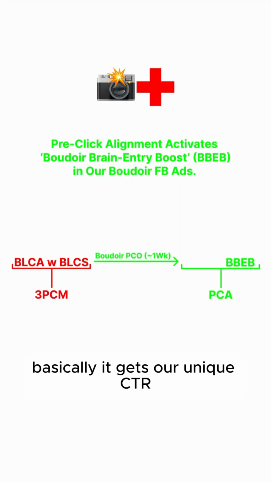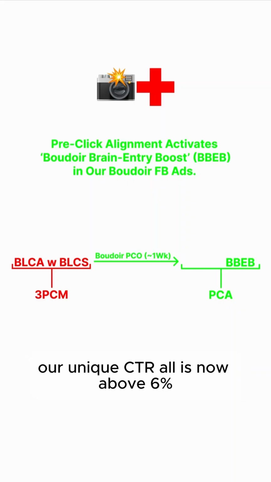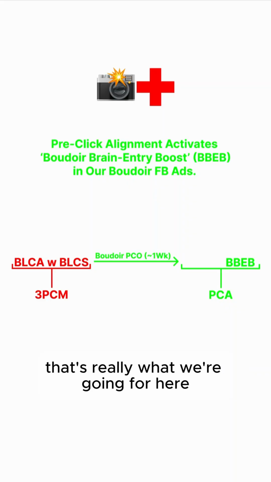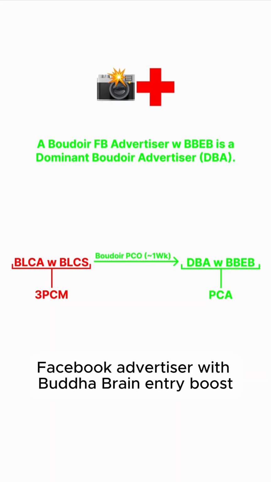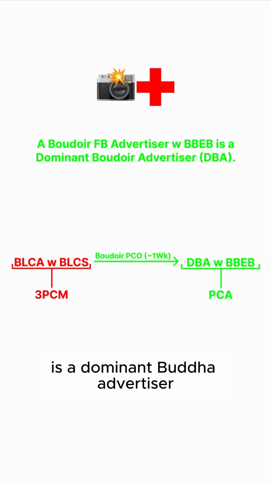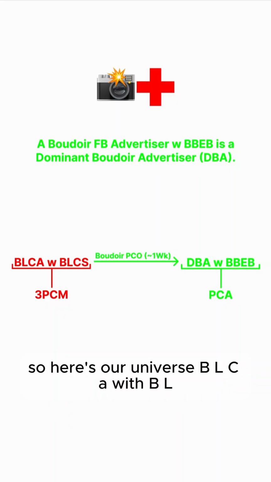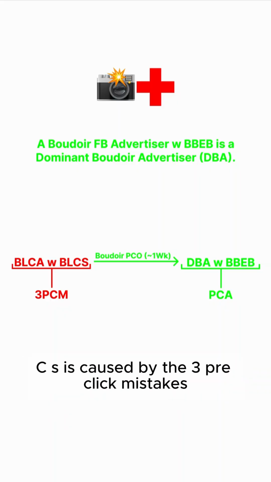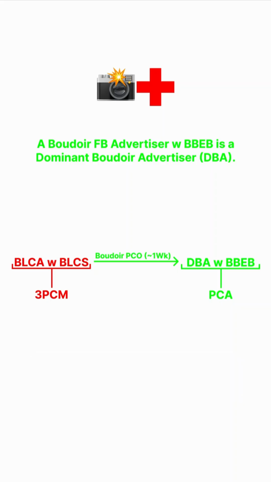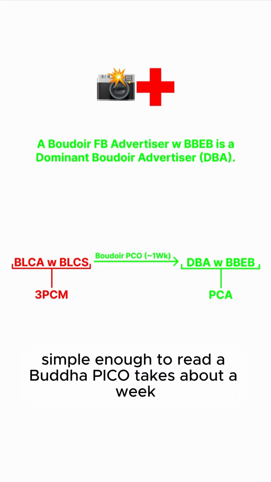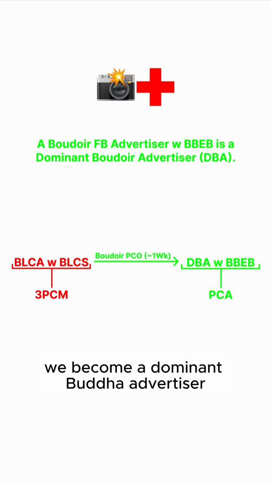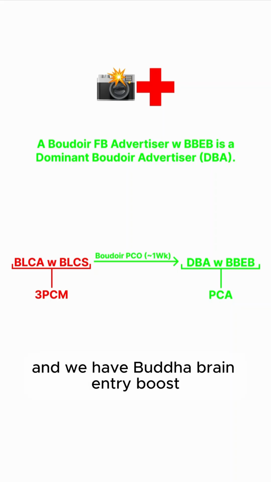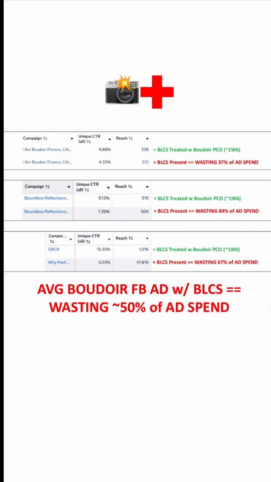Basically, it gets our unique CTR all above 6%. That's really what we're going for here. And a Boudoir Facebook advertiser with Boudoir Brain Entry Boost is a dominant Boudoir advertiser. So here's our universe. BLCA with BLCS is caused by the 3 pre-click mistakes. Simple enough, treated with Boudoir Pico takes about a week, and we achieve pre-click alignment. We become a dominant Boudoir advertiser, and we have Boudoir Brain Entry Boost with our Boudoir Facebook ads.